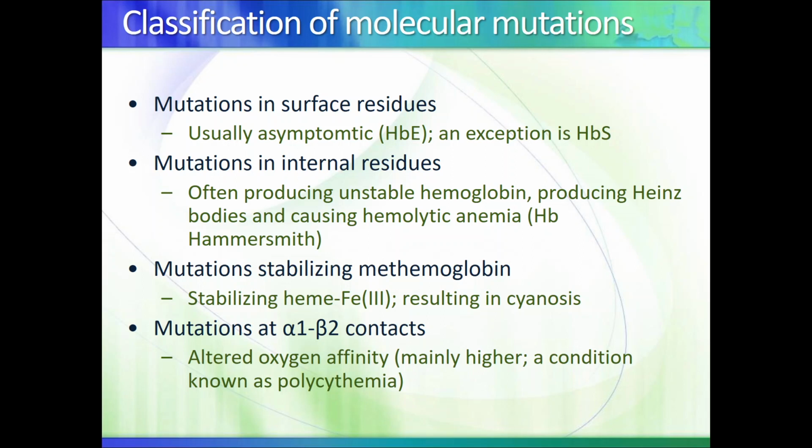Mutations can also take place in the globin proteins, whereby there is a formation of what is known as methemoglobin, the globin molecule that has a heme bound to iron in the ferric state, that is Fe3+. That results in inability of the globin molecule to carry oxygen, and that results in cyanosis. We can also have mutations that affect the interaction between the different chains, particularly the alpha 1 and beta 2 chains, and that can affect oxygen affinity. They can either increase or decrease affinity. Mainly, affinity increases, and that causes a condition known as polycythemia, and it results from the inability of the hemoglobin molecule to deliver and release oxygen when it gets to tissues.